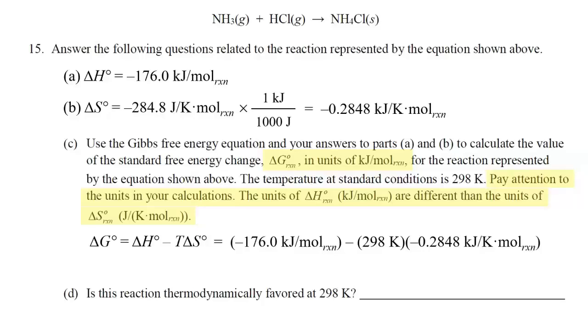So we do the math, delta G equals delta H minus T delta S, and at 298 kelvins, this is what we discover. We get a value of negative 91.1 kilojoules per mole of reaction. So since our sign of delta G is negative, then yes, this reaction is thermodynamically favored at 298 kelvins.